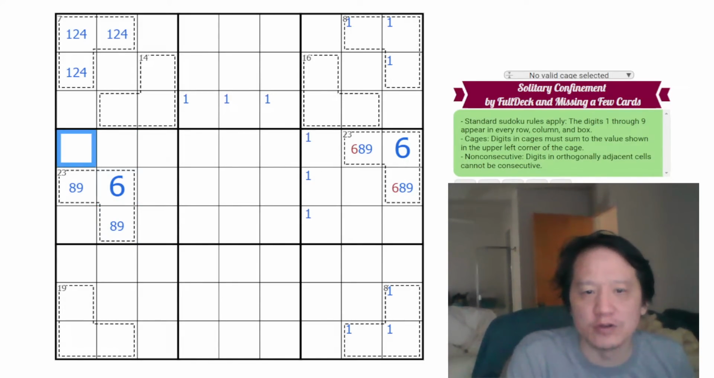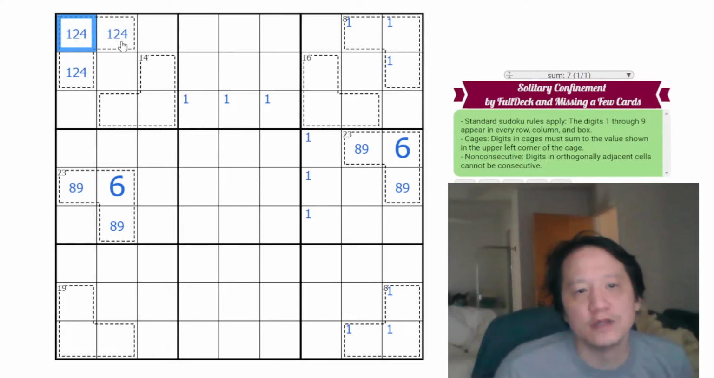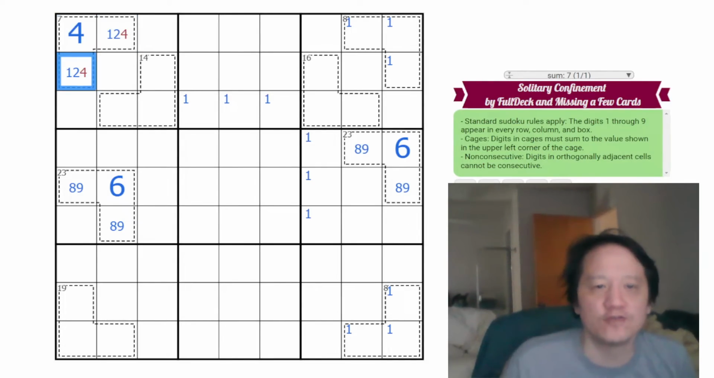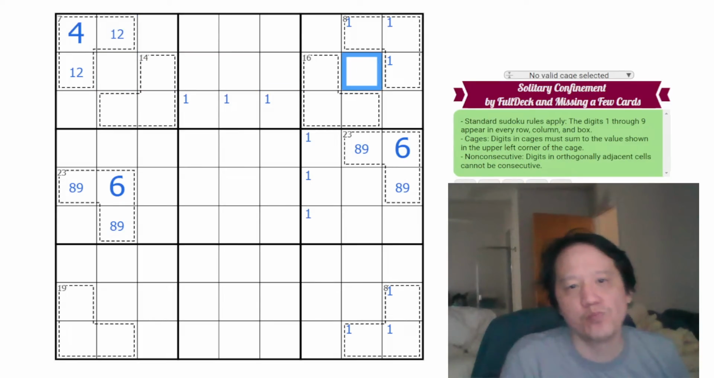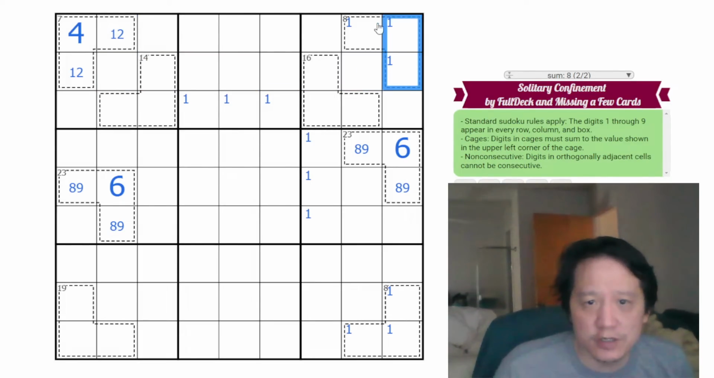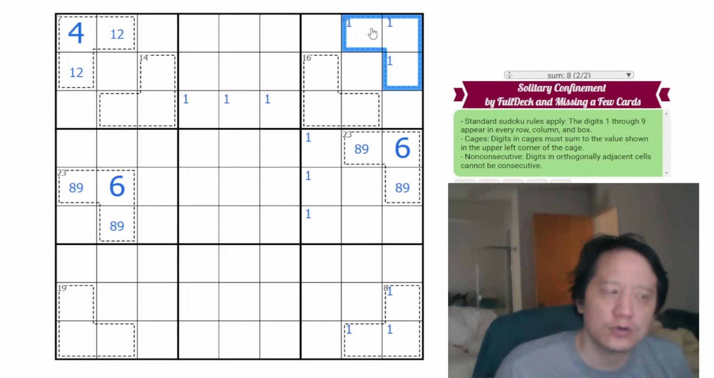And we have similar logic here because this can't be 1 or 2. If it's 1 or 2, the other 1 or 2 has to be here. So this has to be 4. So we got 4, 1, 2, 1, 2. This is either 1, 3, 4, or it's 1, 2, 5. Same here. This is 1, 3, 4, or 1, 2, 5.